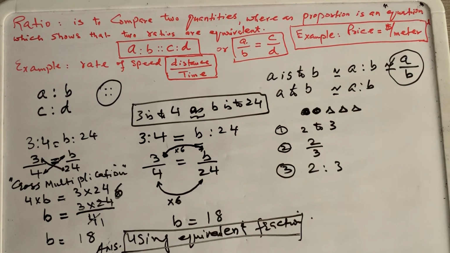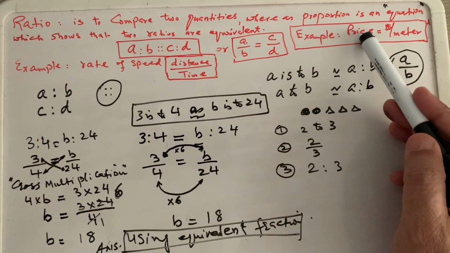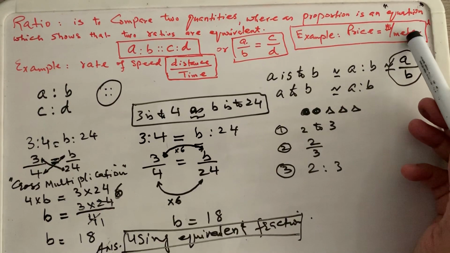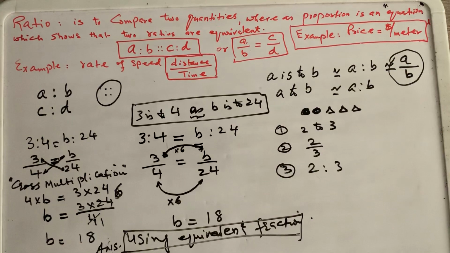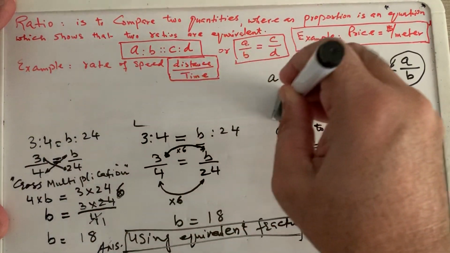And what are those two quantities? Distance and time. Price is a ratio, right, of what? Two quantities, dollars and, for example, meters, kilograms, or anything else we are measuring. So this is how we deal with the ratio and proportion definition.